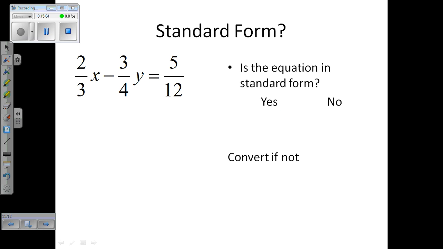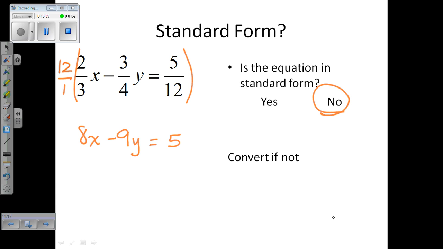This one, as you can imagine, is clearly not in standard form. See if you can figure out what's wrong with it. If you'd like to, you can pause the video and try to fix it yourself. All right, here's what we could do. It's got a lot of fractions. So to get rid of the fractions, I'm going to multiply by the least common denominator, which is 12. That would give me 8x minus 9y equals 5. So it was not in standard form, but I was able to convert it. Now it is standard form.